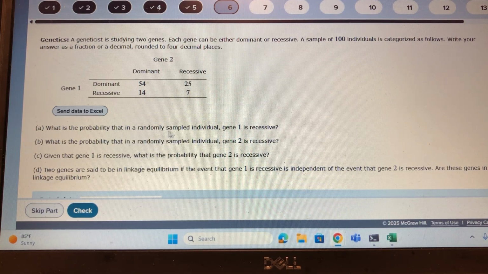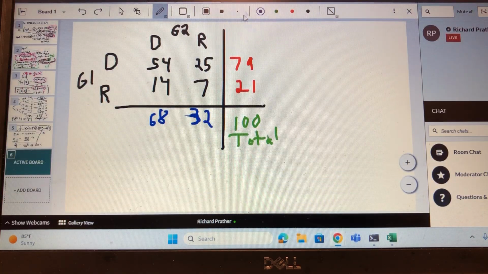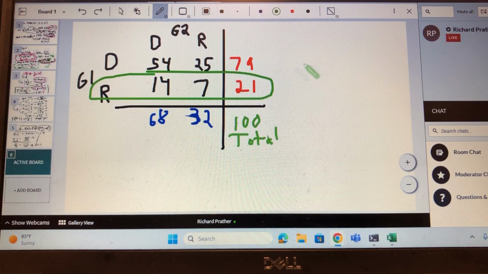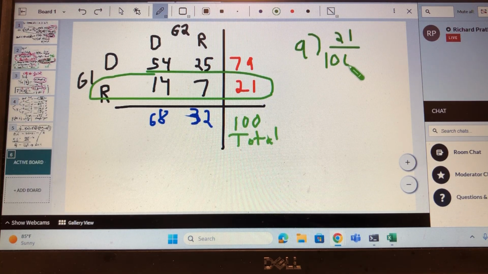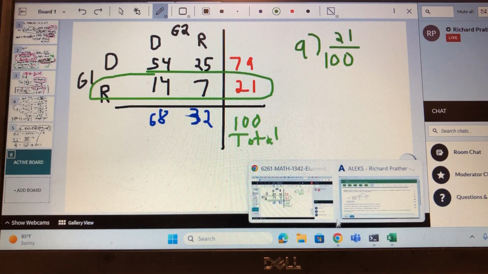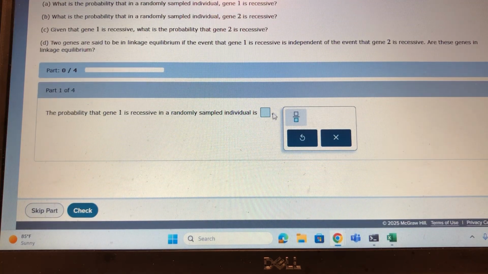Okay, what is the probability that in a randomly sampled individual, gene 1 is recessive? Gene 1 is recessive. That's a single basic probability. You're just going across the bottom row only. They're reviewing this even though we did this in the other one. So gene 1 is recessive. There's a 21 out of 100 chance of that. This is good over total, just the definition of probability. And I think they want decimals, so 21 divided by 100 is nice because you get 0.21 exactly.